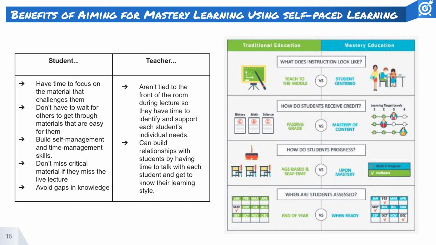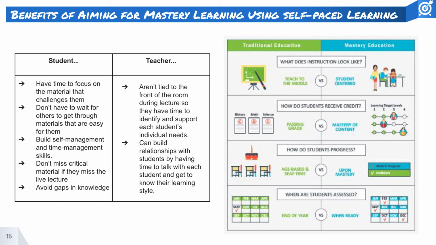So if you look over here, we see what does instruction look like? The teacher in the middle, traditional, student-centered. Students are taking more ownership of their own learning and what they need. So how do you get credit? In a traditional class, a lot of it is completion. Here, you have to master it in order to get credit.